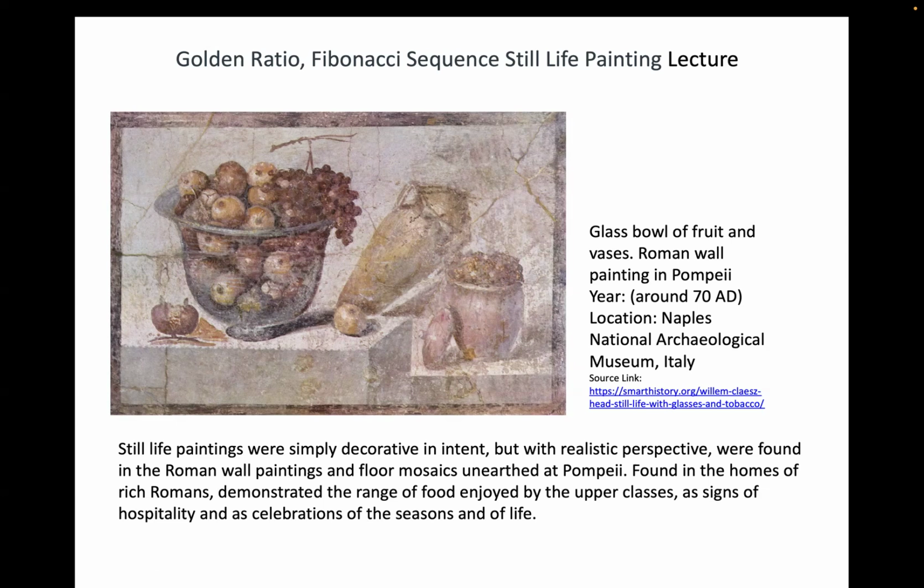And it's interesting when we think about the ideas of how we thought about pleasure, but also how the Romans enjoyed their pleasures of life, everyday life. This specific example we're looking at here is the glass bowl of fruit and vase, which is part of the series of frescoes from the Roman wall paintings in Pompeii, which date around 70 AD, located in Naples in the National Archaeological Museum of Italy. And another thing to keep in mind is how we can see but also learn from these artistic references in the context of an actual still life painting.